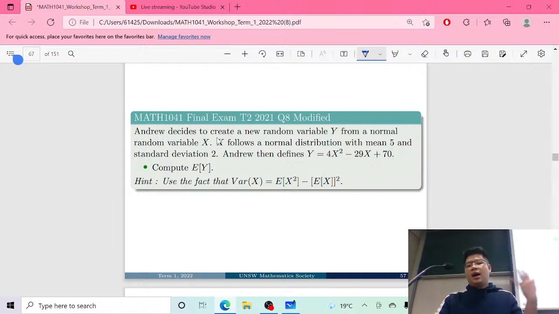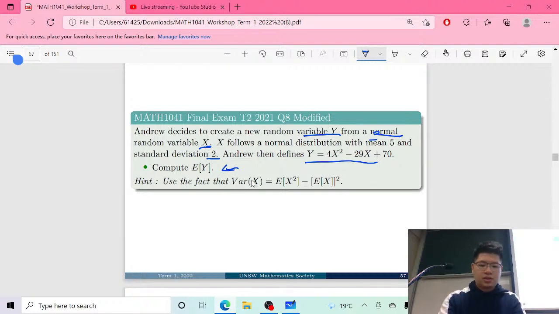So let's say I decide to create a new random variable Y from a normal random variable. This is very important. Normal random variable X. X follows a normal distribution with mean 5 and standard deviation 2. Andrew then defines Y equals 4X squared minus 29X plus 70. Now, I'm asked to compute the expected value of Y.